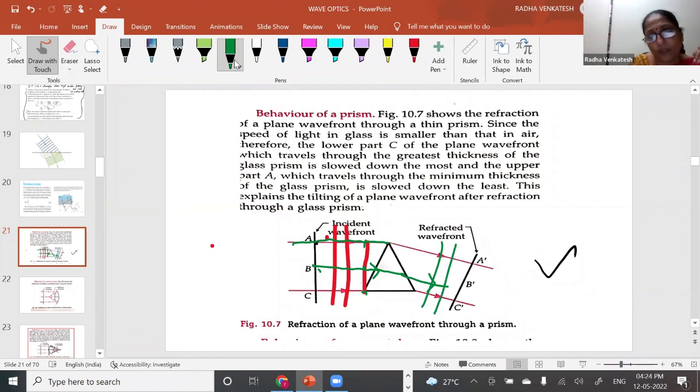So the shape that you're getting is a plane wavefront. If they ask you the question, what is the shape of the wavefront or what type of wavefront is the refracted wavefront when a plane wavefront is incident on a prism? The answer is a plane wavefront.